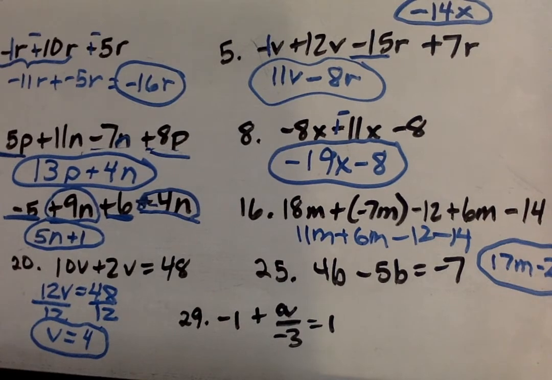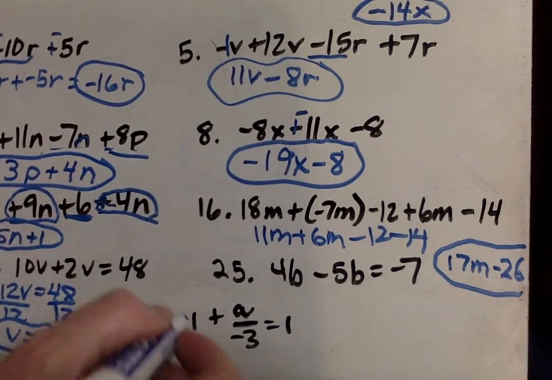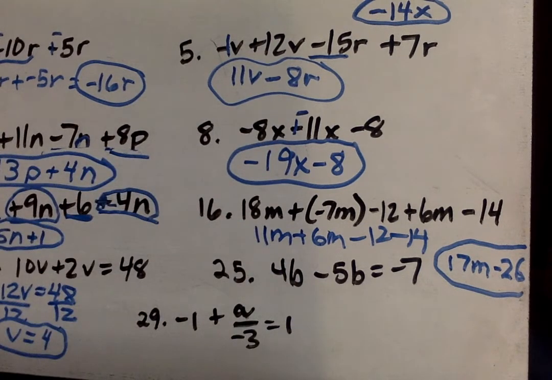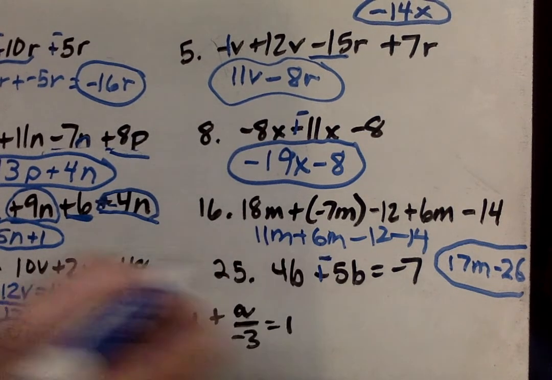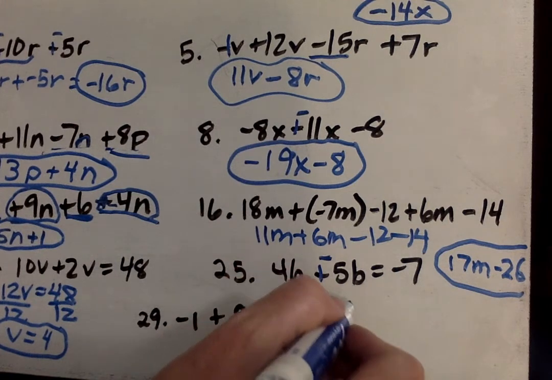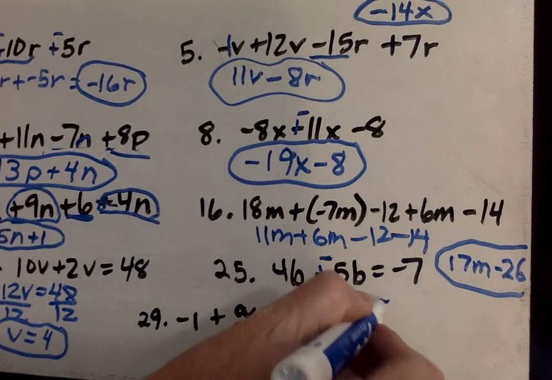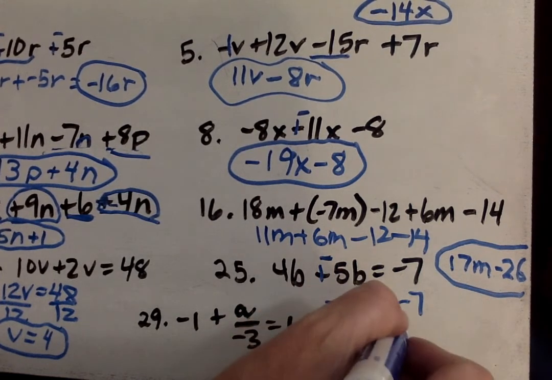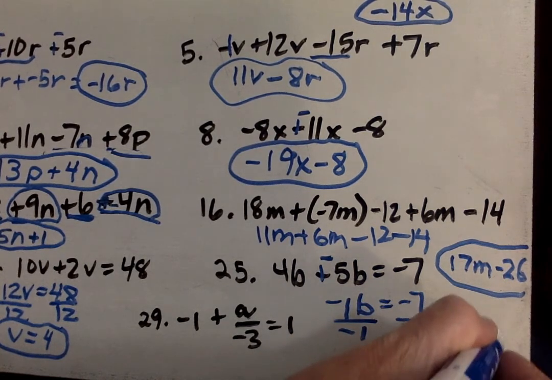Okay. Now let's go ahead and go over here to number 25. 4b minus 5b equals negative 7. Battle or party? It's a battle. So we subtract. 5 minus 4 is 1. Who wins the battle? Negatives do. B equals 7.